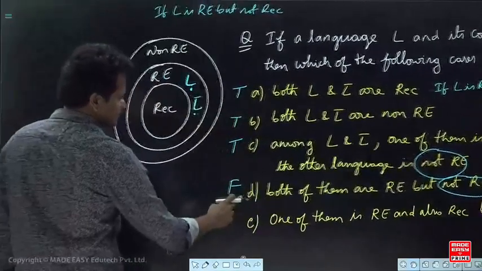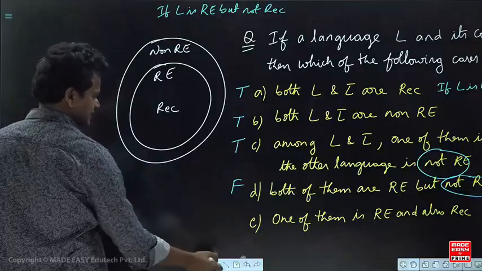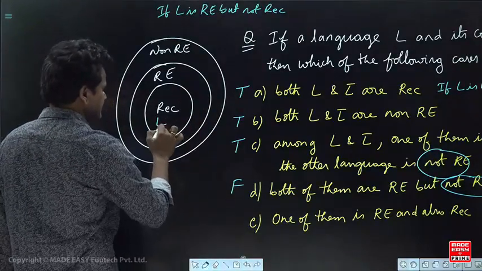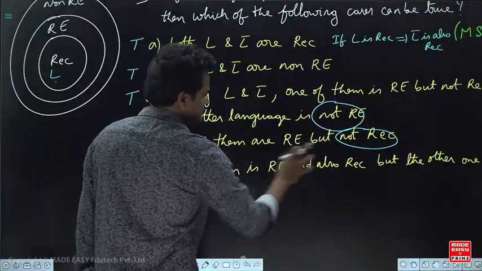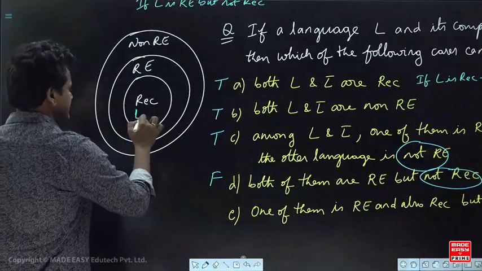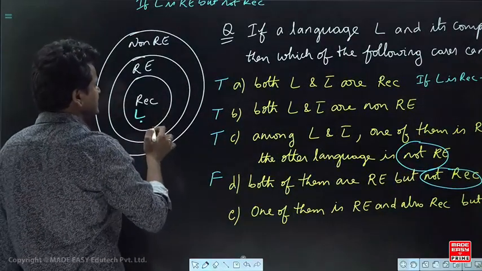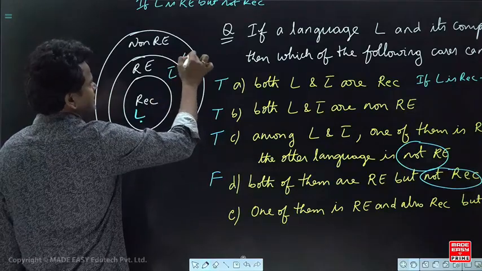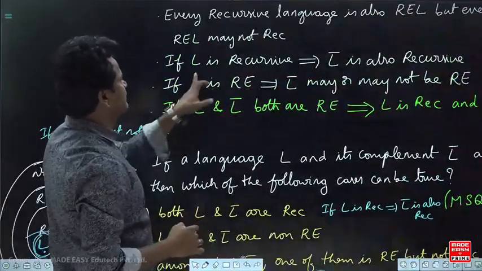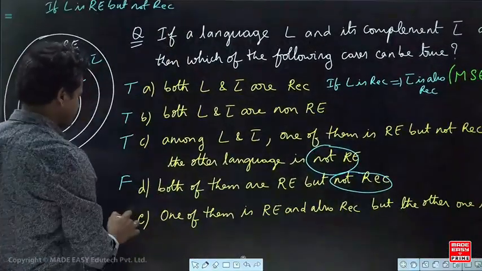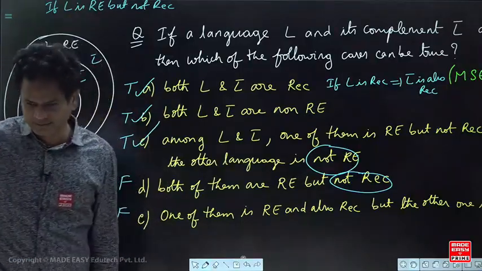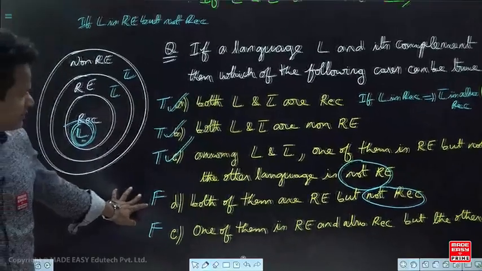One of them is RE and also REC, but the other one is not REC. So he is saying that L is REC and L bar is not REC. How is it possible? If a language is REC, its complement is also REC. Therefore, it is also false. So A, B, C are the right answers. Good. Very good.